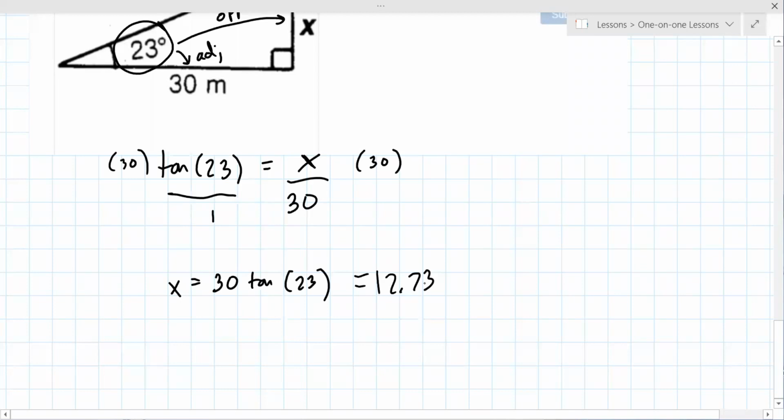I don't know if the thing's wrong, but I put that in and it said it was wrong. For the answer? Yeah. Oh, it's just round to 1 decimal place this time. So that's 12.7. Oh yeah. Right.